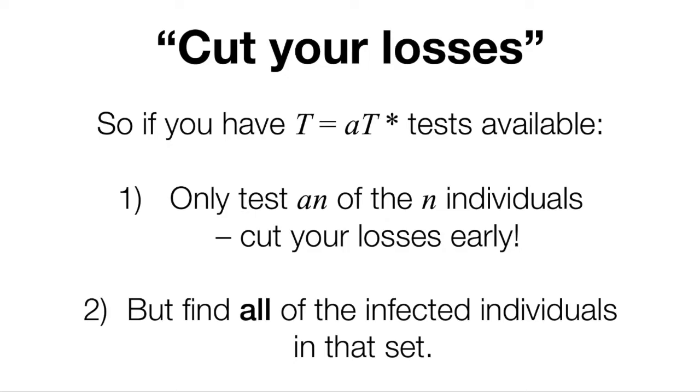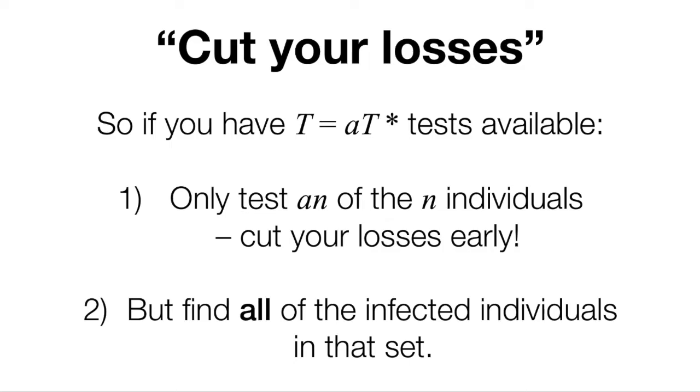So cut your losses is this idea. You'd like to have t star tests so that you could find everyone, but suppose you only had, say, half t star tests. In that case, cut your losses, say just look at half your people, because then you can find all the infected individuals in that set. That's not totally immediately obvious, but it is very easy to prove.